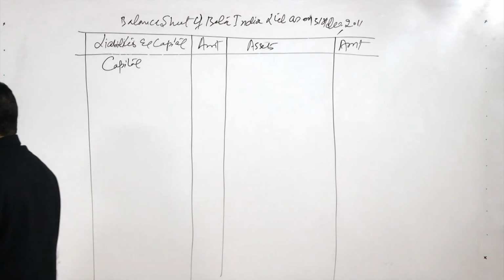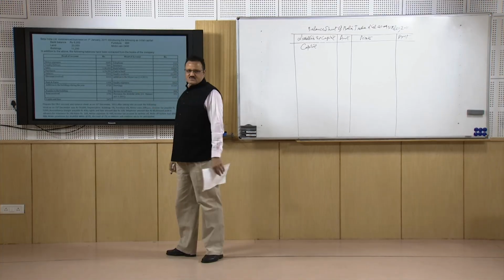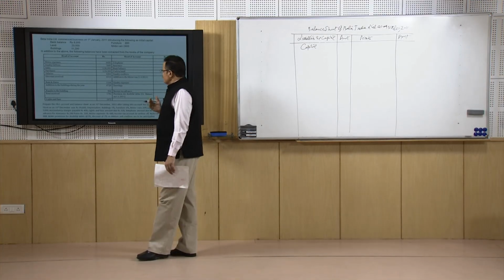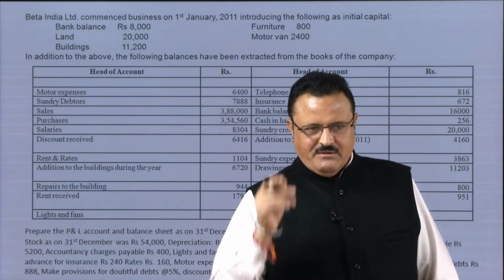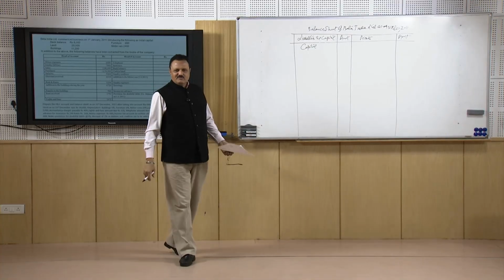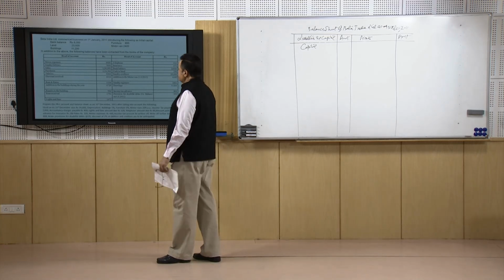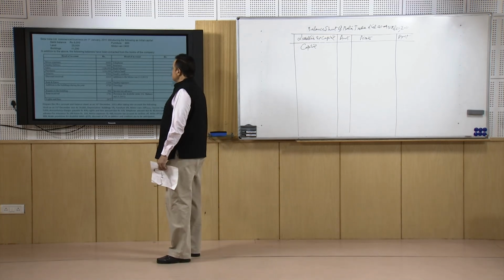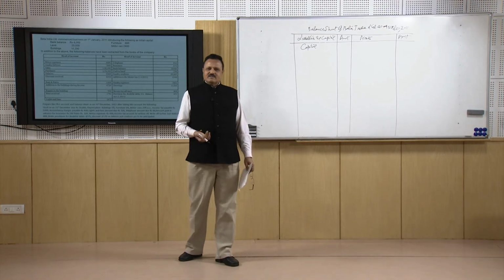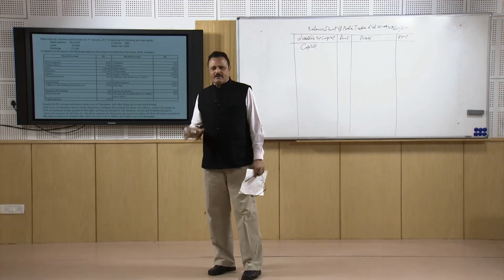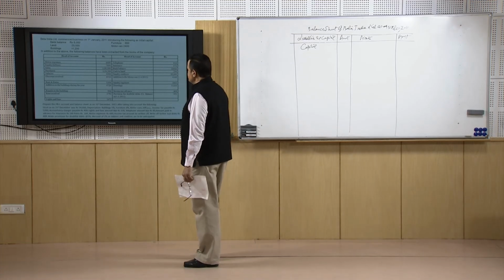As I told you in my last lecture, there is no capital directly given here. So where is the capital? Capital is the sum of these 5 items, because these items are purchased by investing funds in the business. These items, bank balance, land, buildings, furniture and motor van, have come from the funds only, and funds are invested in the business. So the sum total of these 5 items is the capital, which is not straightway given to us. This is the meaning of these opening balances.